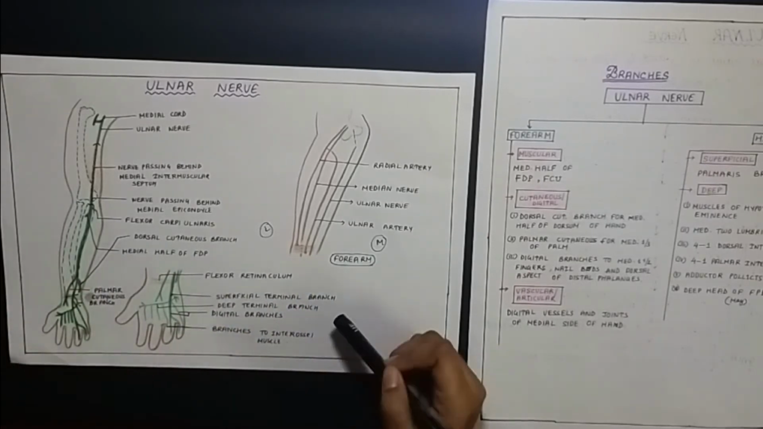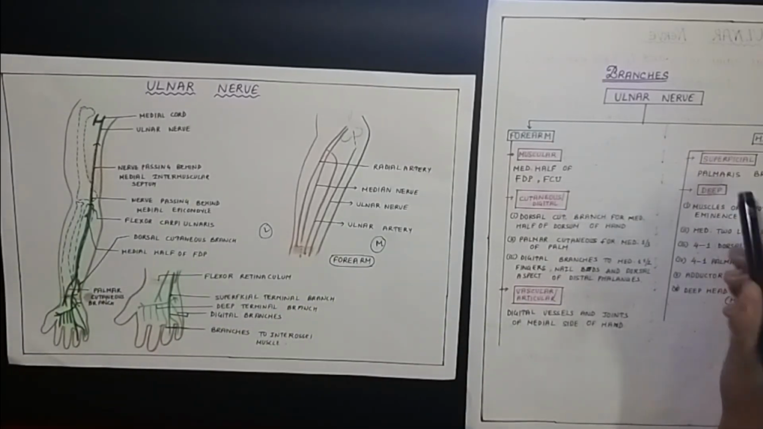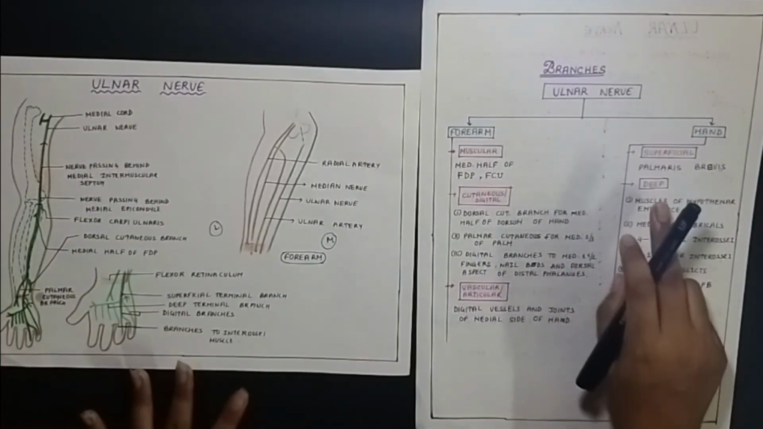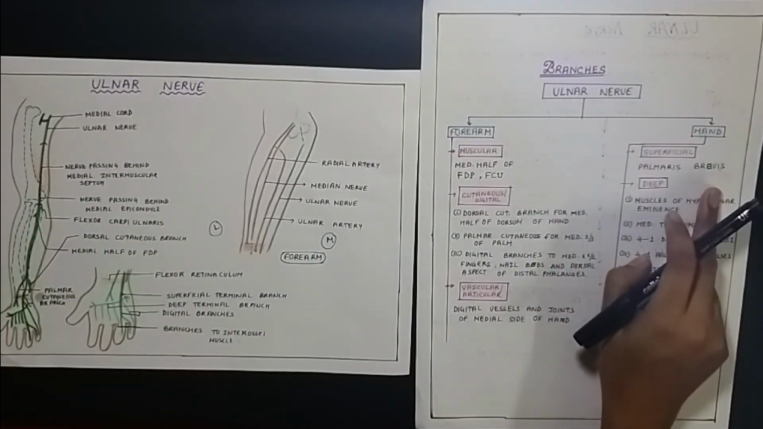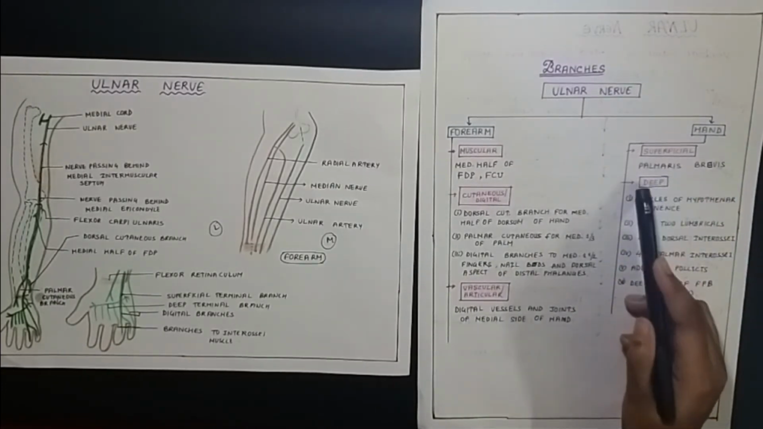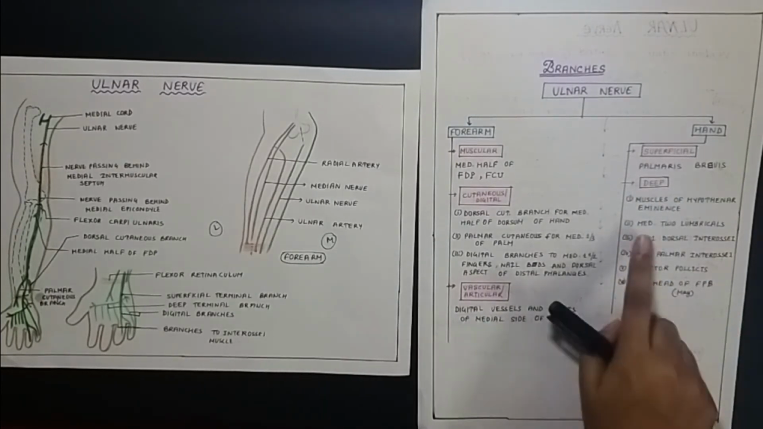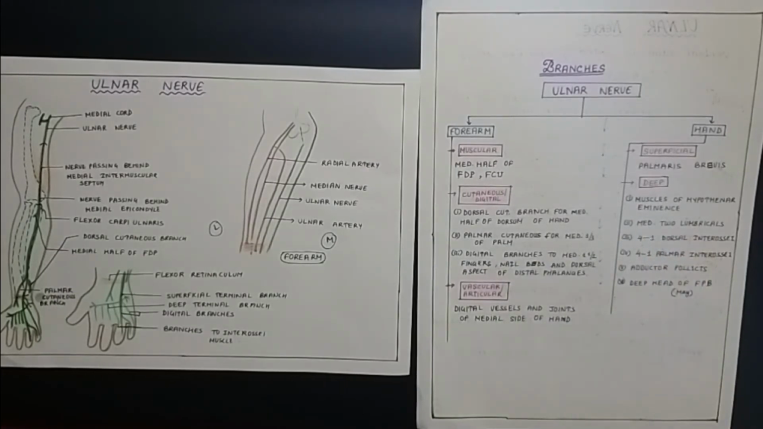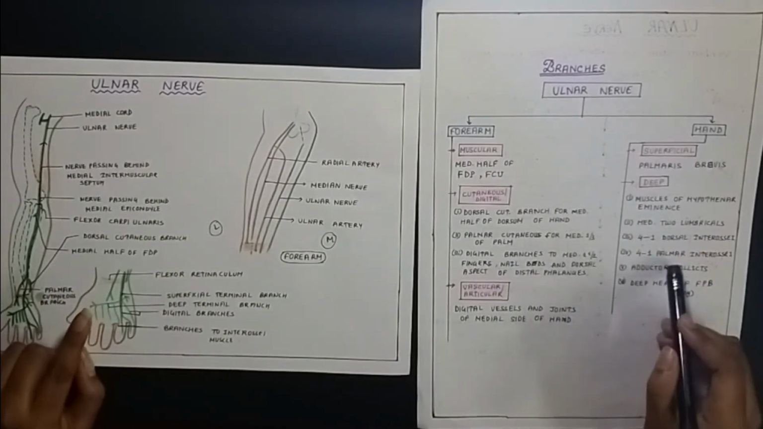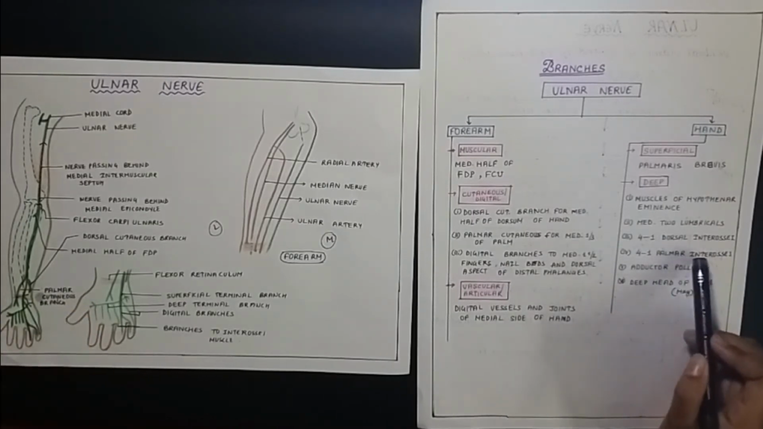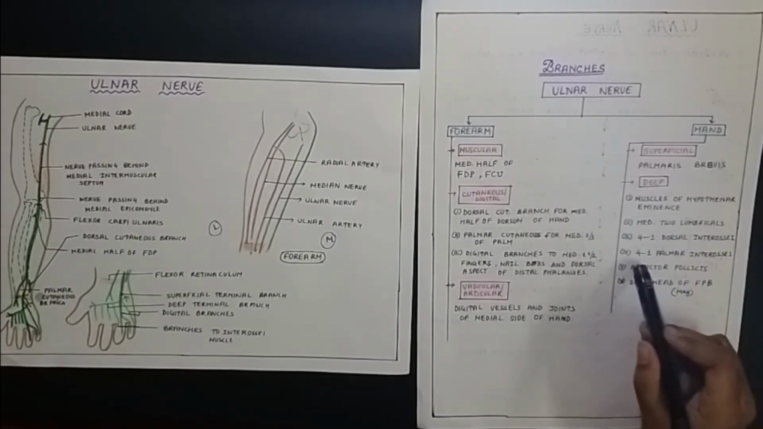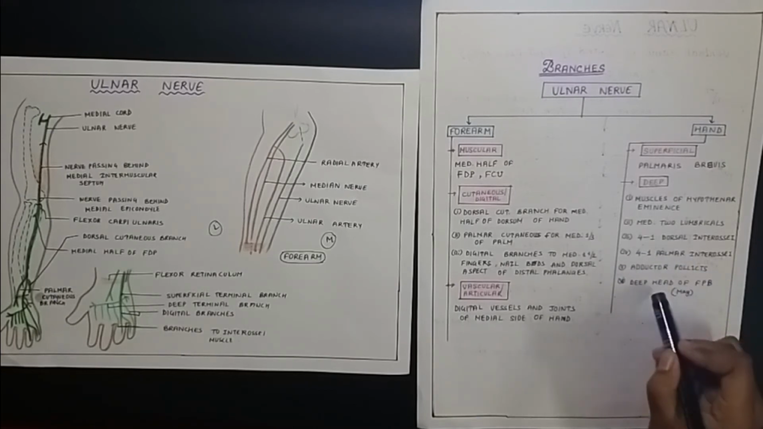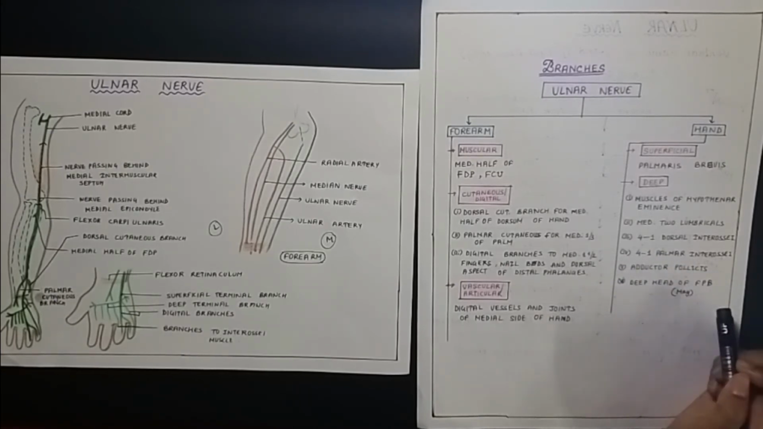and the deep branches. So superficial to the palmaris brevis. Okay, it gives superficial to the palmaris brevis. And next the deep branches, it supplies the muscles of the hypothenar eminences, medial to lumbricals. You can see this, two lumbricals it gives. And next, medial to lumbricals, 4-1 dorsal interosseous muscle and 4-1 palmar interossei. And next is the adductor pollicis and deep head of the flexor pollicis brevis.